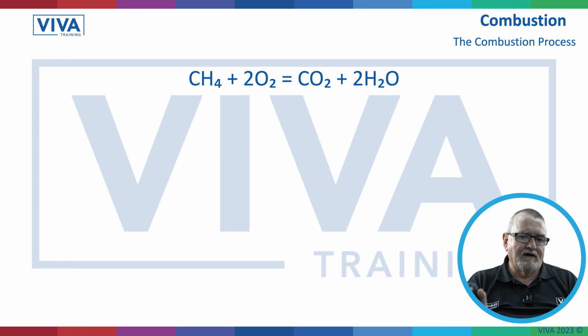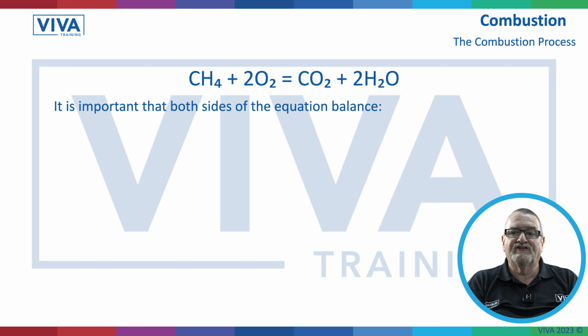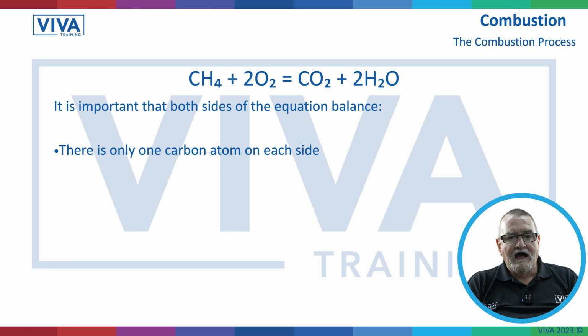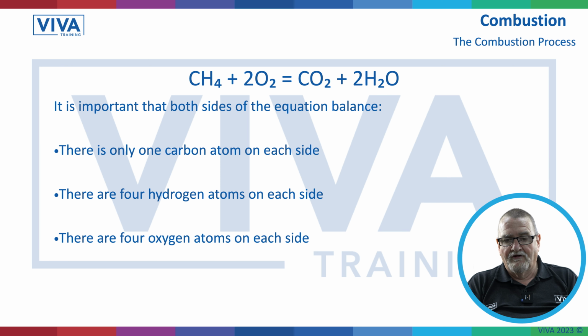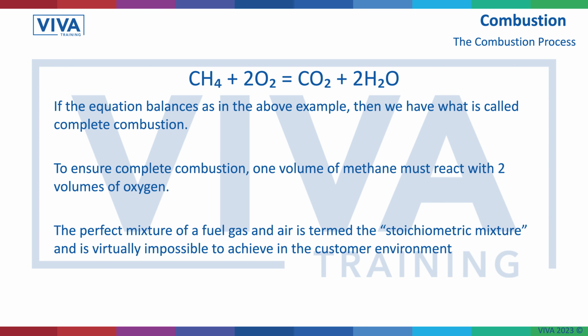So again, we've got that equation there. It's important that both sides are equal, because this is complete combustion. We're using up the oxygen, we're using the methane. So there's only 1 carbon atom on each side, 4 hydrogen atoms on each side, and 4 oxygen atoms on each side, and it's balanced, it's equal. And that's complete combustion. So 1 volume of methane, 2 volumes of oxygen. It's a perfect mix. It's what's known as stoichiometric combustion.